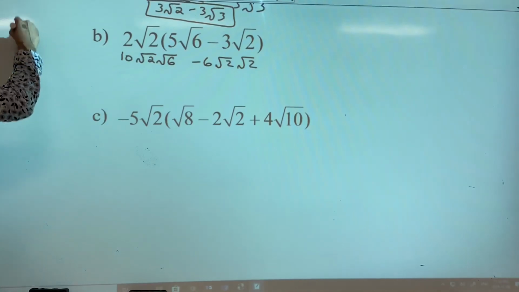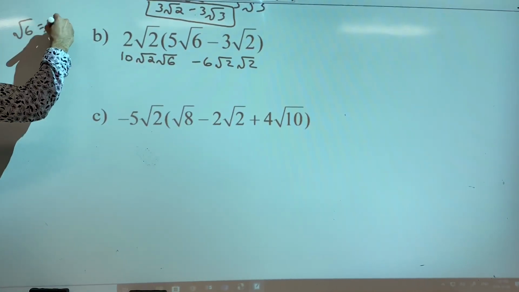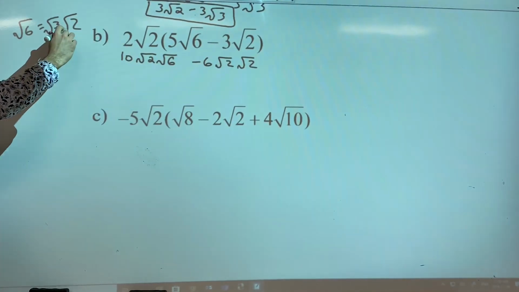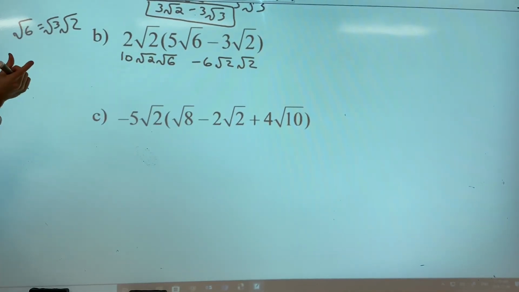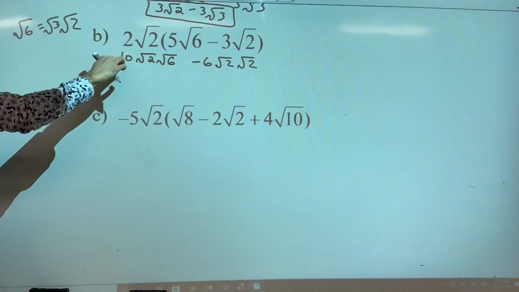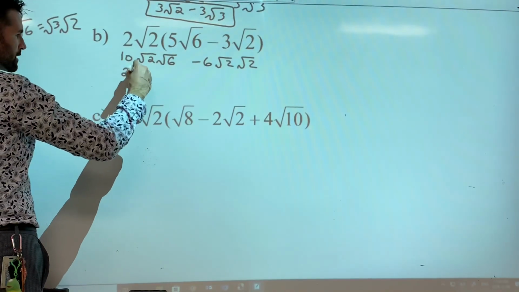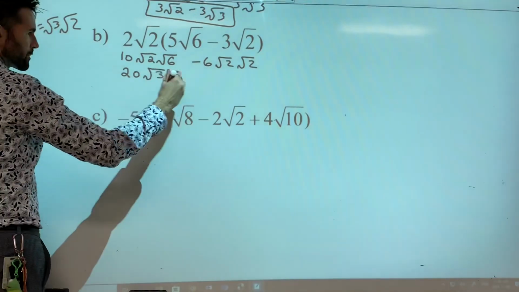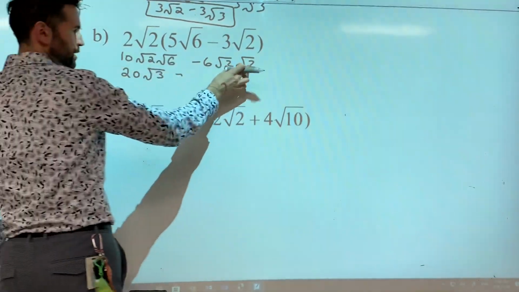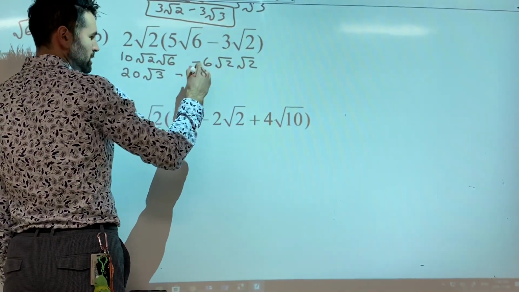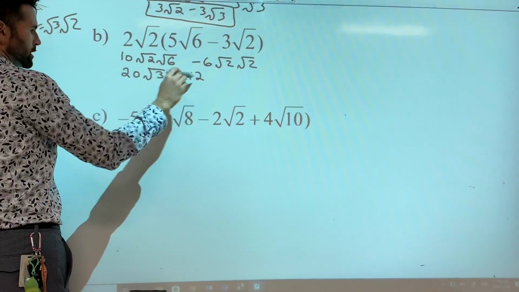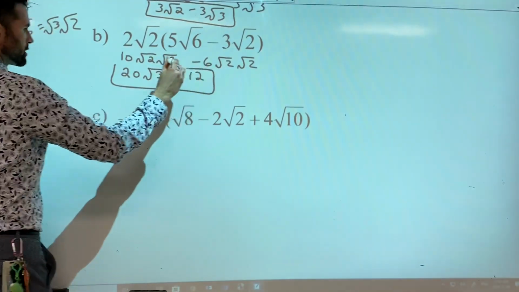Over here, square root 6, just remember, it's square root 3 times square root 2. So I'm going to have a square root 2 and a square root 2, right? Which is the square root of 4, which is equal to 2. Okay, so I'm going to have 10 times 2, 20. So now I have 20. And what's left over here? Square root 3. Just trying to save some time. Over here, square root 2 times square root 2 is 2. So I get subtract 12. 6 times 2 is 12. And then I can't go any further. Those are not like terms, so I'm just going to leave my answer like that.